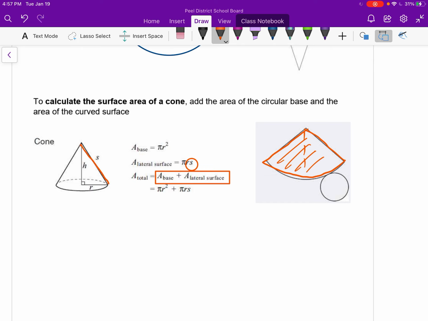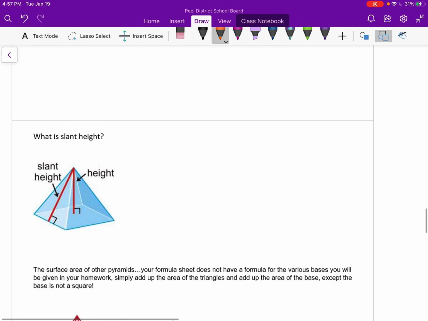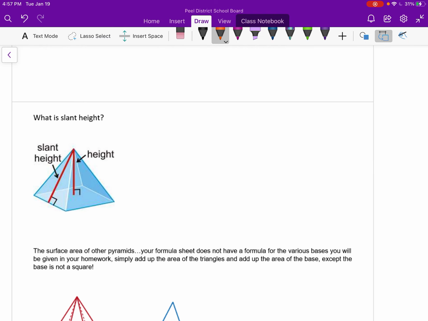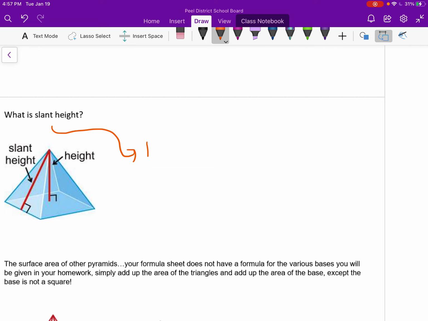It's just the slant. So that's why it's called S. You find that, so I'm going to say this is slant height, not height of cone. That you only use in volume, right? Because we want to know how much empty space is on the inside. Okay. So we're just going back. What is slant height? It's kind of hard to explain. It's easier to show you, but it's basically the height of the outside edge.